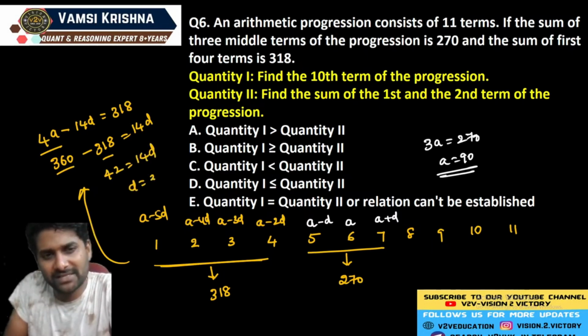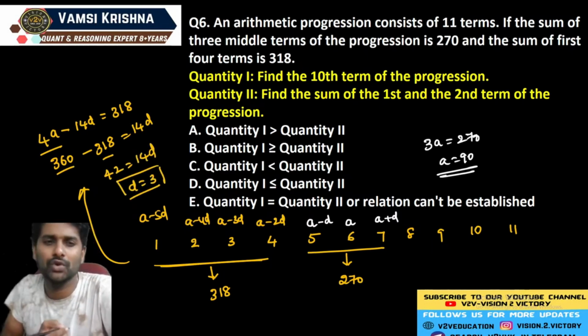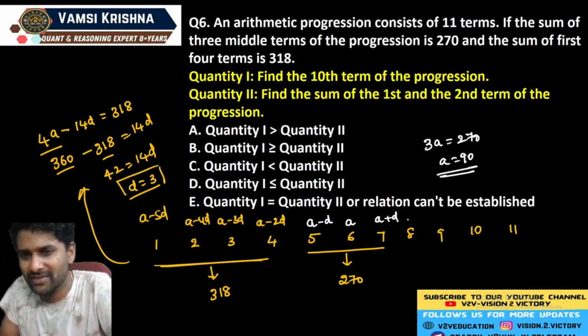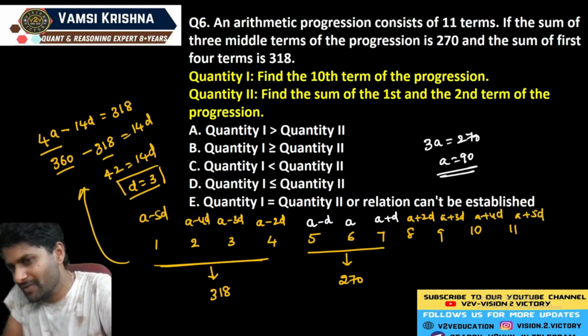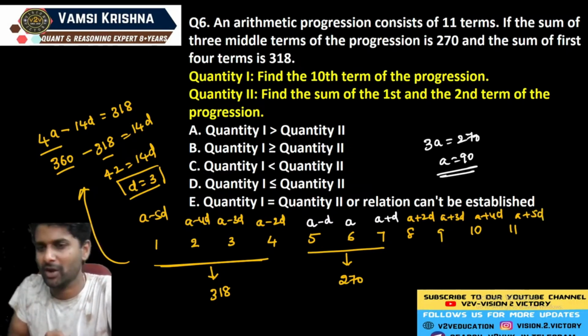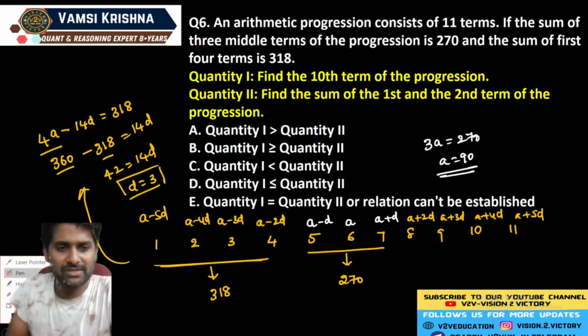Now you will get the difference value. Now you know the a value and you know the d value. What about the next value? See, it's a plus 2d, a plus 3d, a plus 4d, a plus 5d. Just take those values in this way, then you can easily identify all these quantities. Now go through these quantities here.